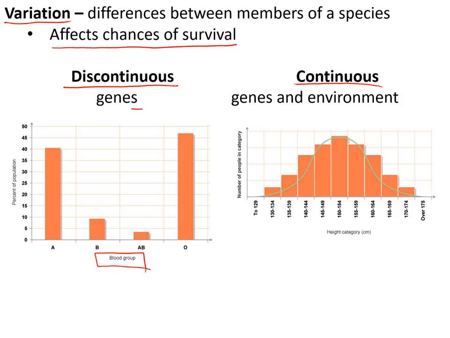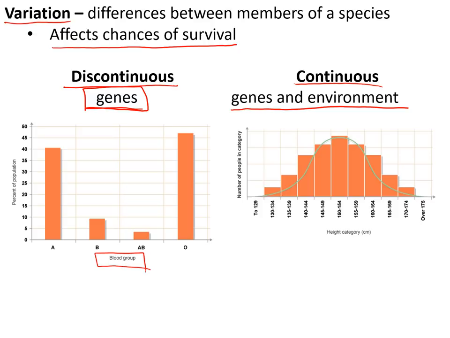Discontinuous variation is only caused by your genes. So your genes cause your blood type, and there is nothing you can do to change it. Continuous variation, however, is caused by a combination of genes and the environment. And this is variation that can be any number within a range. So if you think about height, the shortest people might be somewhere around a meter tall, and the tallest people somewhere around 2.5 meters tall. And you can have people that are anywhere in that range.